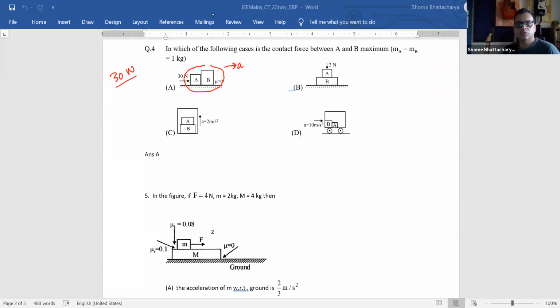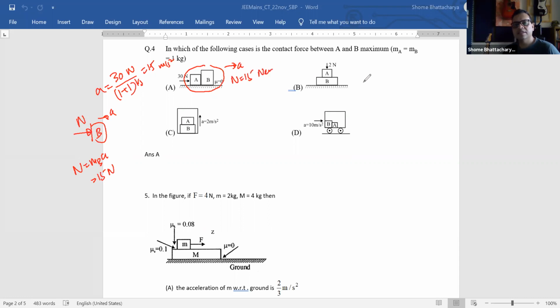Okay, so 1 plus 1. So this will be the common acceleration. Okay, so 15 meters per second square. Now from that you know what the contact force on B is. So this normal reaction will be mass of B into acceleration. Okay, so it will be 15 newtons. So in the first case you know that the contact force is 15 newtons.